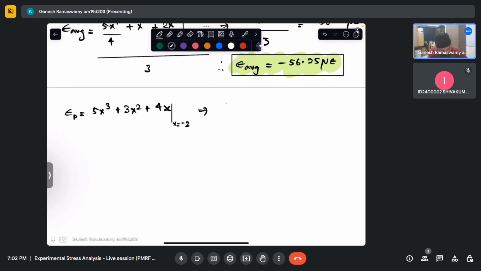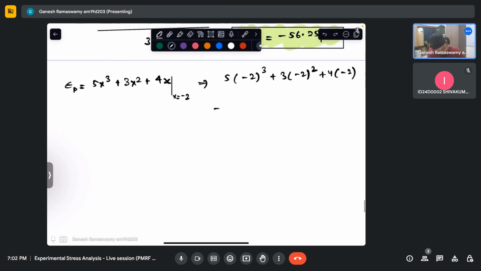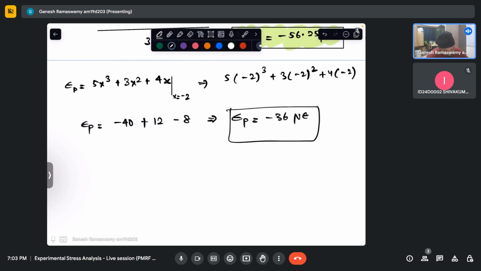So what is this? This will be 5 into minus 2 cubed plus 3 into minus 2 squared plus 4 into minus 2. So epsilon p comes out to be 5 into minus 8 is minus 40, plus 3 fours are 12 minus 8. So it is minus 48 plus 12. So this will be minus 36. So epsilon p at that point of interest is actually coming out to be minus 36 microstrain.